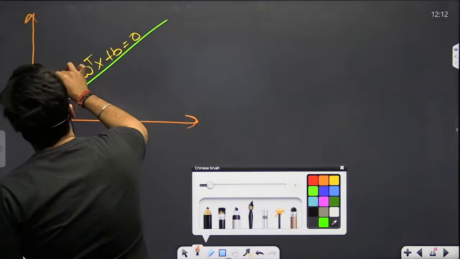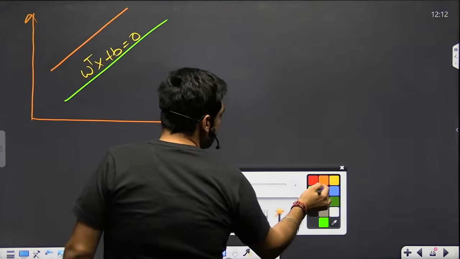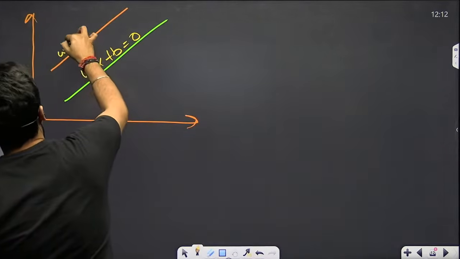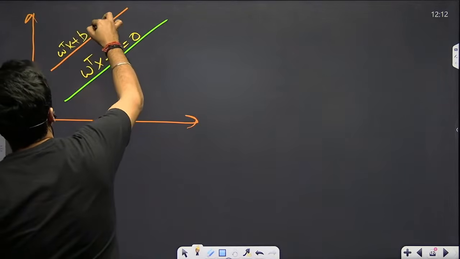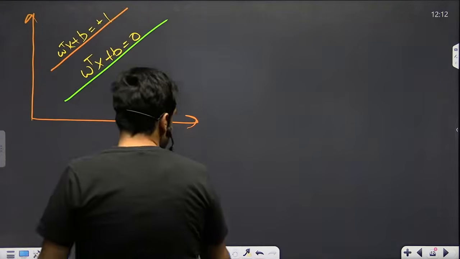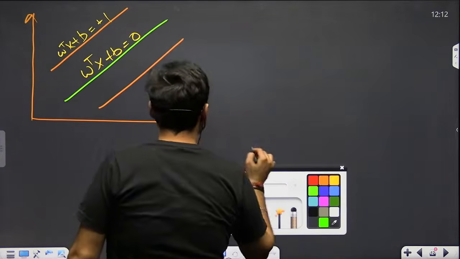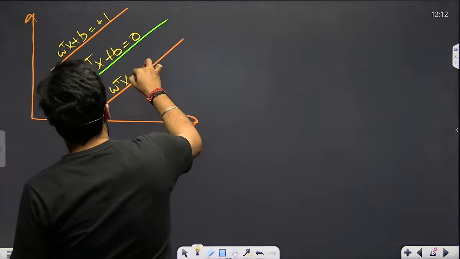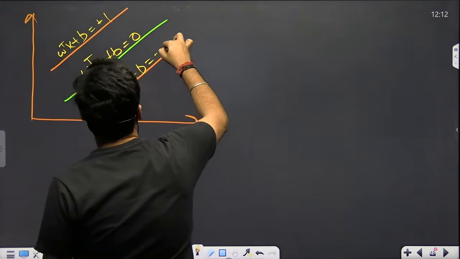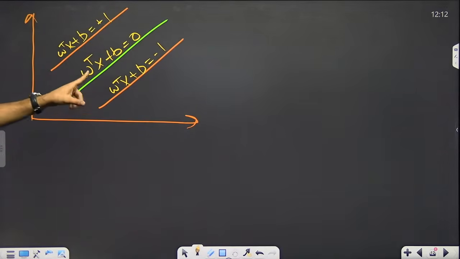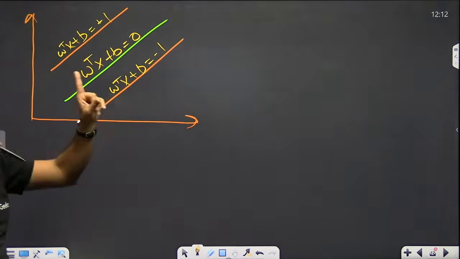The equation of the positive hyperplane is weight transpose into x plus b equals to positive 1, and the negative hyperplane equation is weight transpose into x plus b equals to negative 1. Okay, weight transpose into x plus b equals to positive 1 is for the positive hyperplane, and for the negative hyperplane it is weight transpose into x plus b equals to negative 1, right?